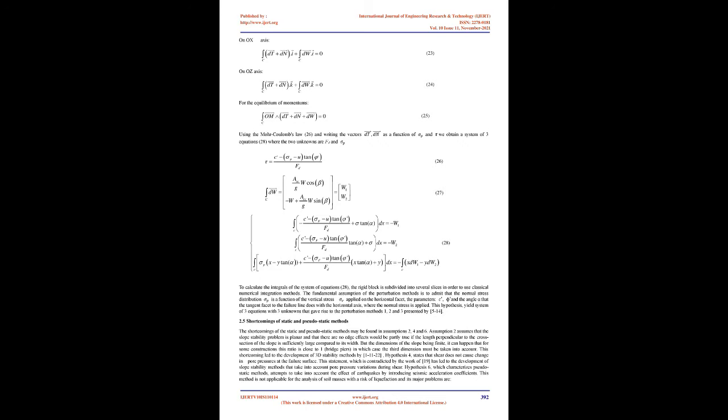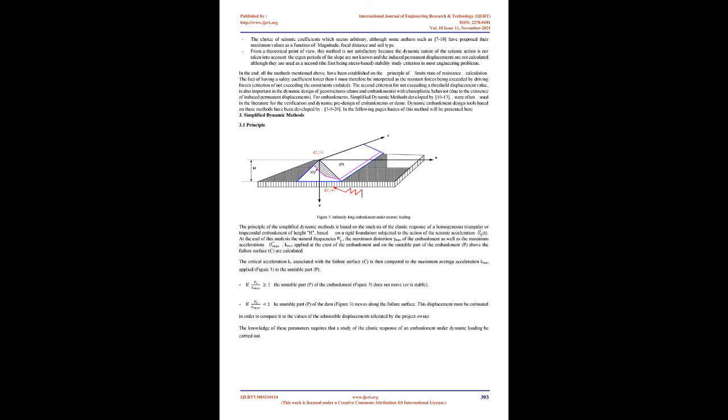2.5 Shortcomings of static and pseudostatic methods. The shortcomings of the static and pseudostatic methods may be found in assumptions 2, 4, and 6. Assumption 2 assumes that the slope stability problem is planar and that there are no edge effects. This would be partly true if the length perpendicular to the cross-section of the slope is sufficiently large compared to its width. But the dimensions of the slope being finite, it can happen that for some constructions this ratio is close to 1, for bridge piers, in which case the third dimension must be taken into account. This shortcoming led to the development of 3D stability methods by 11, 22.